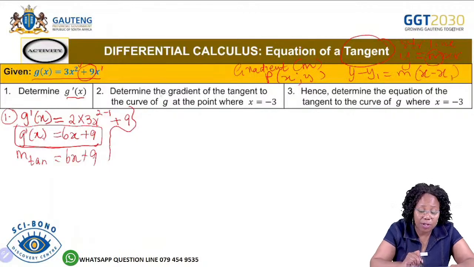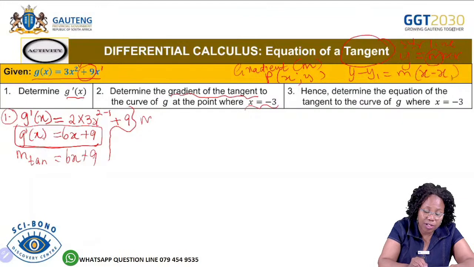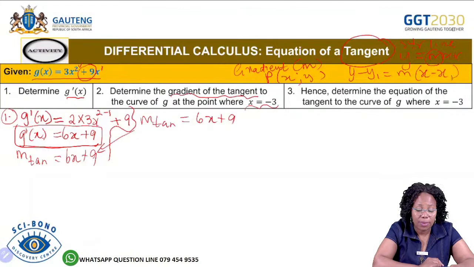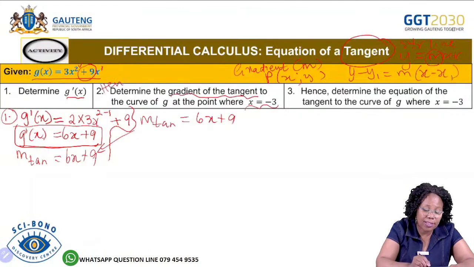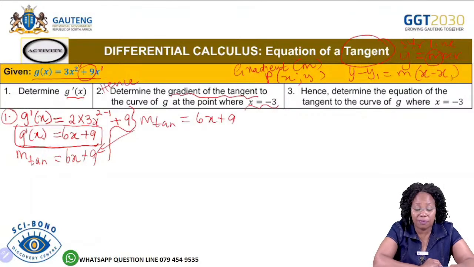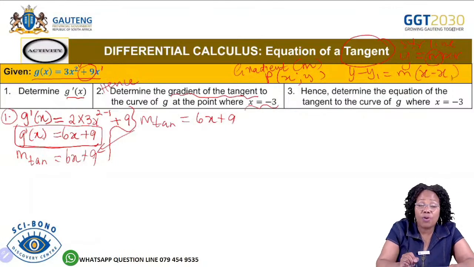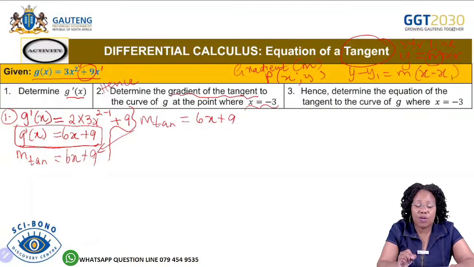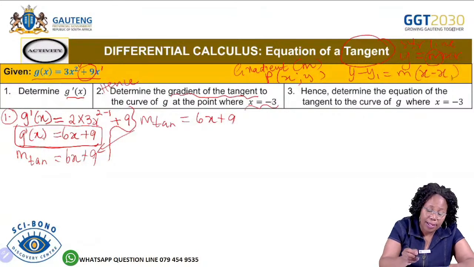And they say now, number 2, determine the value of that gradient when x is equal to -3. So we are taking m of a tangent, the gradient of a tangent, is equal to 6x plus 9 from this information from number 1. They were supposed maybe to add a hence here to show that you need to use the previous answer. And then now we are going to substitute our x with -3 so that we can get the actual value of our gradient.